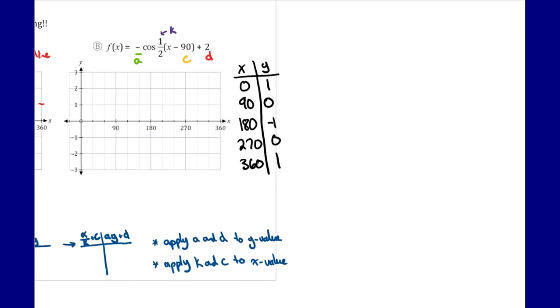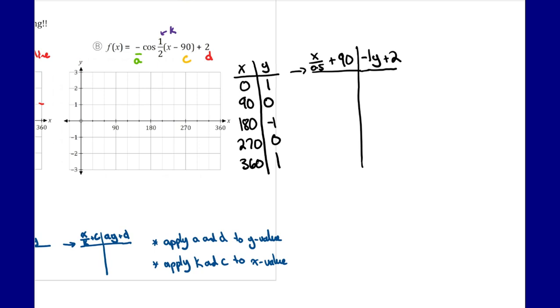Now, if we plug this in to our mapping notation, x is going to be divided by k, so x divided by 0.5 plus c, or 90. And then y is going to be multiplied by -1. So you can put the -1 or just leave it as -y, and then plus 2. So now let's go through and apply these changes to each coordinate.